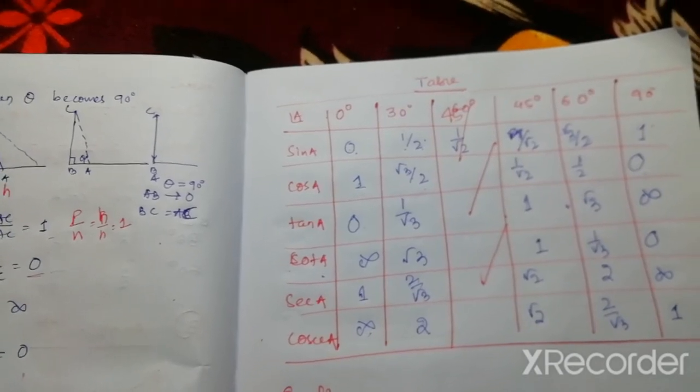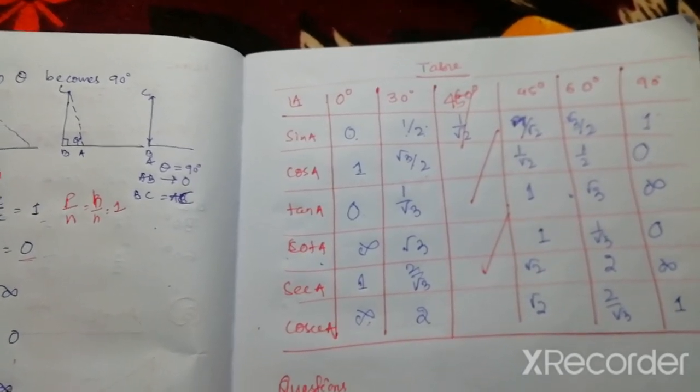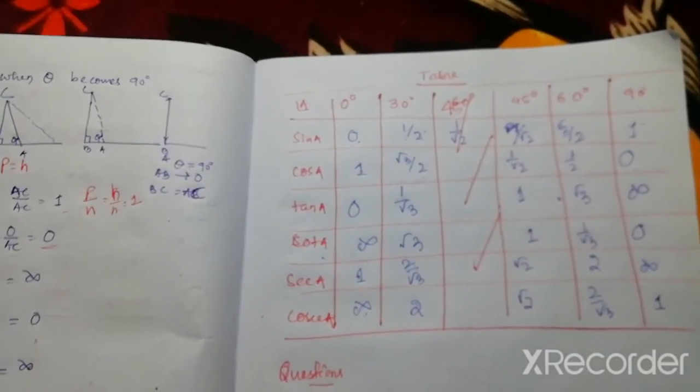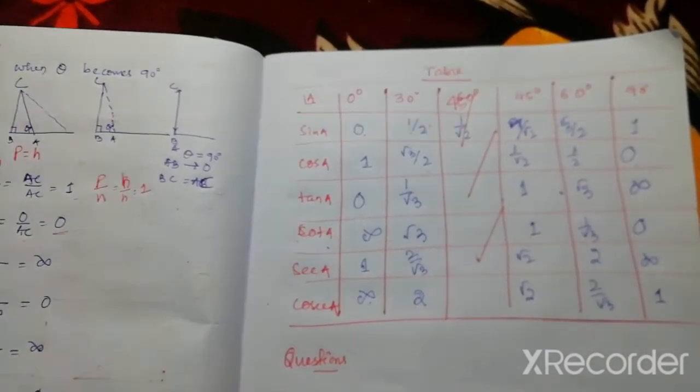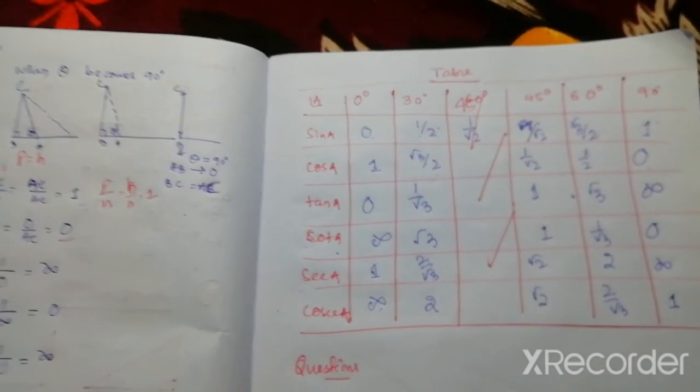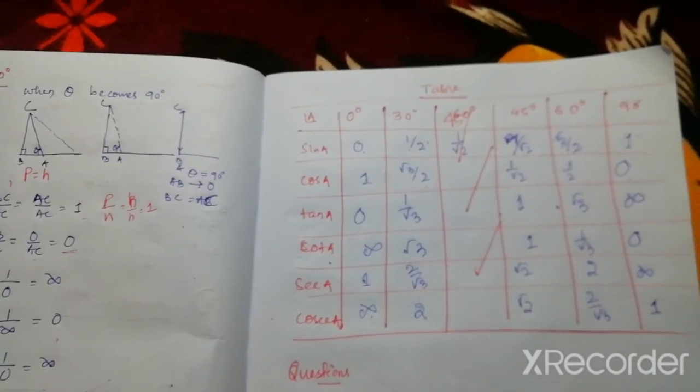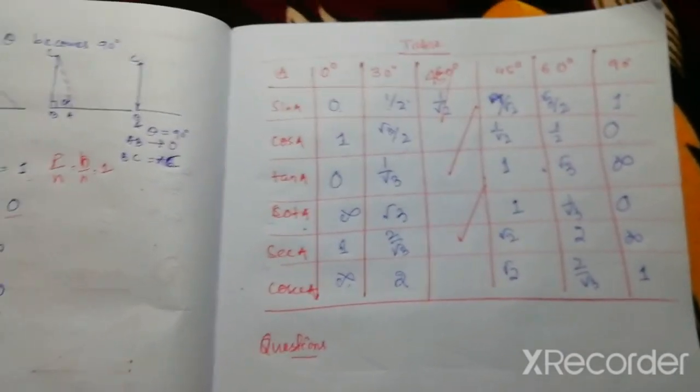So again, I repeat: the value of sine A is 0, half, 1 by root 2, root 3 by 2, then 1. And the reverse of sine is cos: 1, root 3 by 2, 1 by root 2, 1 by 2, then 0. Like that you have to remember.